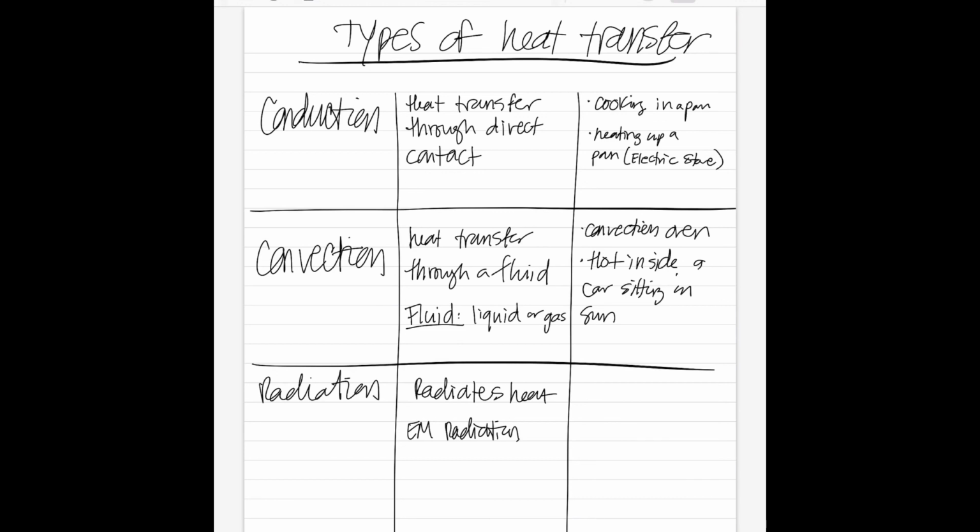But it'll radiate heat. It'll come from a source. So this is the sun example, the sun heating up the car. Okay, sitting out in the sun outside of the car. Another great example would be a space heater. Or getting warm by the fire, like in a fireplace. Okay, any of those.